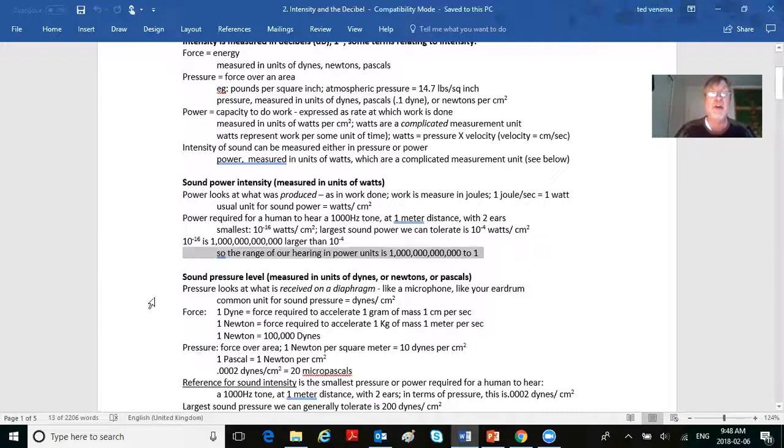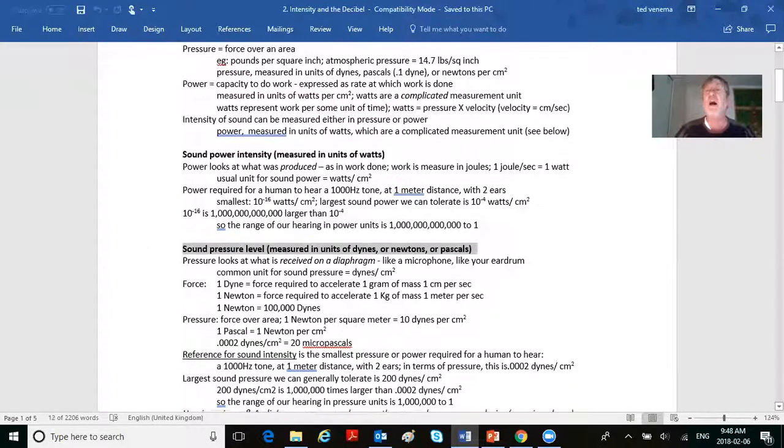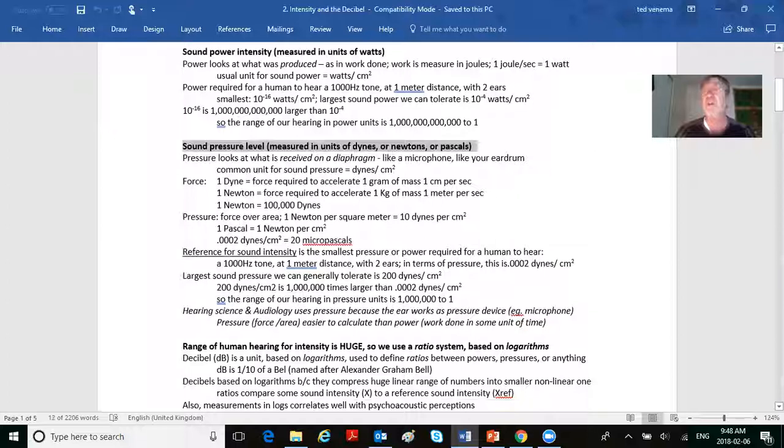Now, sound pressure level. Let's talk about pressure, because that's the other way that you can measure sound intensity. So here we go. Pressure looks at what is received on a diaphragm, like a microphone, like your eardrum. And the common unit for sound pressure, it says here, is dynes per centimeter squared.